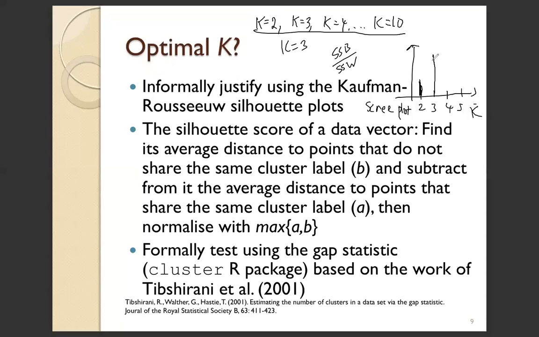It will shoot up, okay? And then after that, further increments will be very minor. So it will go like this. So you basically determine that the optimal number of clusters is 3 based on the largest jump, the largest jump followed by very small jumps.